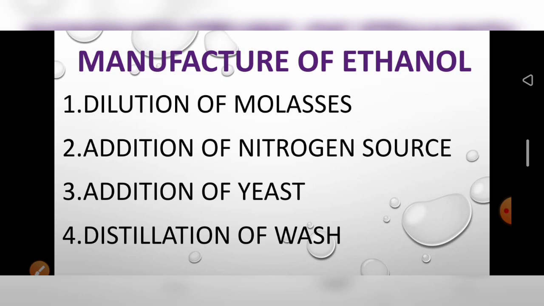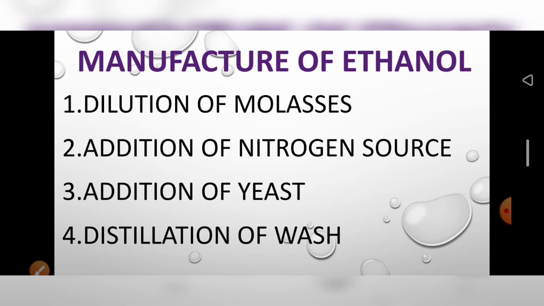Before that, you should know about molasses. Ethanol is manufactured in industries by the fermentation of molasses. What is molasses? Molasses is the byproduct obtained during the manufacturing of sugar from sugarcane. Molasses is a dark colored syrupy liquid left after the crystallization of sugar from the concentrated sugarcane juice. Molasses contains about 30% of sucrose, which cannot be separated by crystallization.